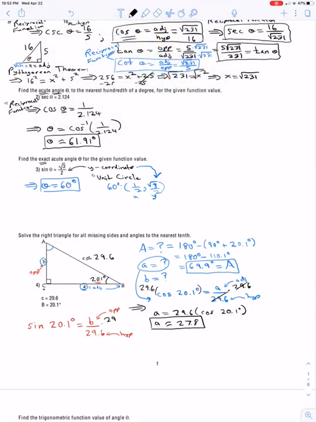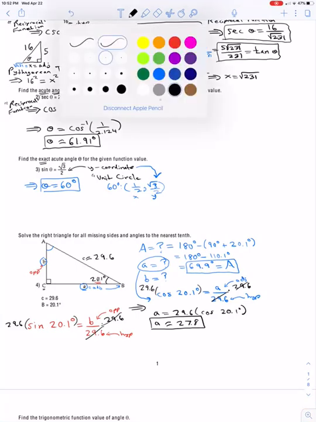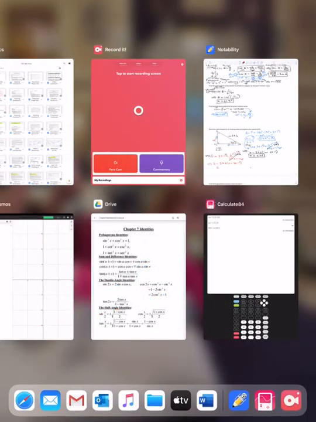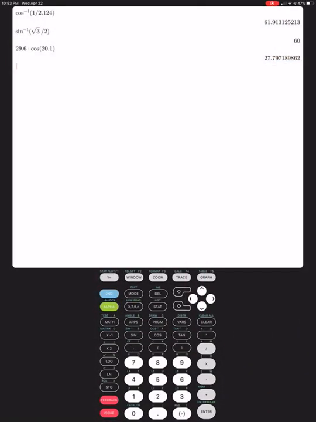Solve an equation, let's get rid of the coefficient. So we'll go ahead and multiply both sides by 29.6, so we can get B. And we have what? We've got B equal to 29.6 times the sine of 20.1 degrees. And again, you put that in your calculator, round it to your nearest tenth. So let's go put that in. So with that, we had 29.6 times the sine of 20.1. And that gives me 10.2.